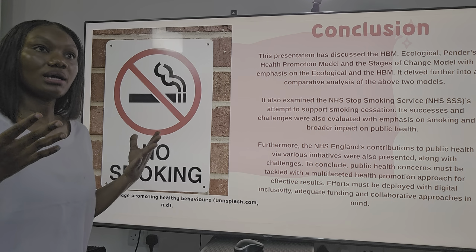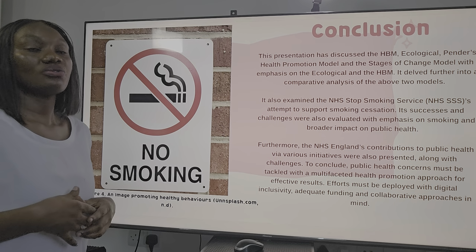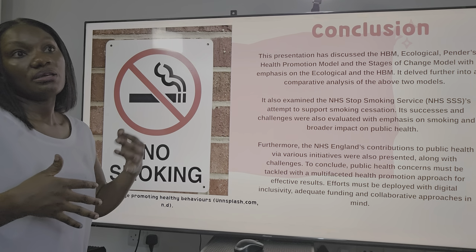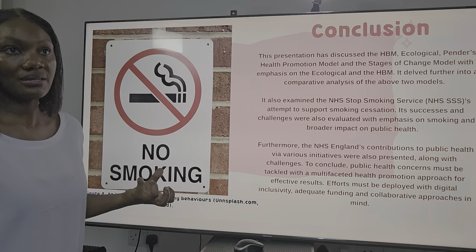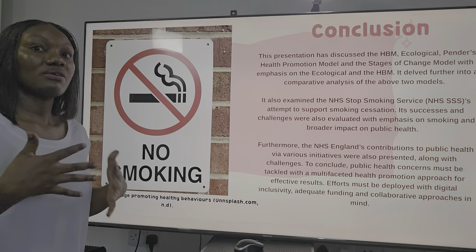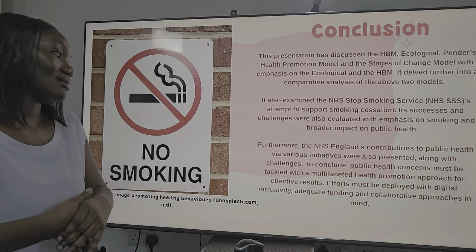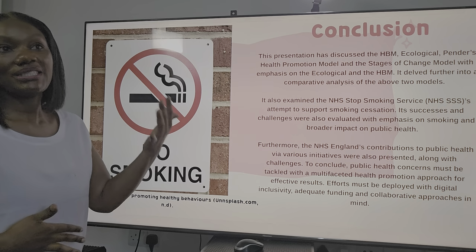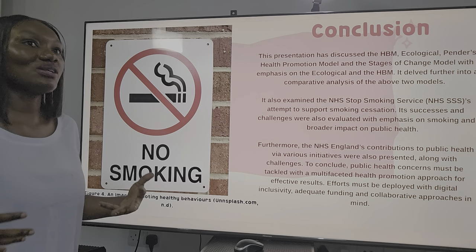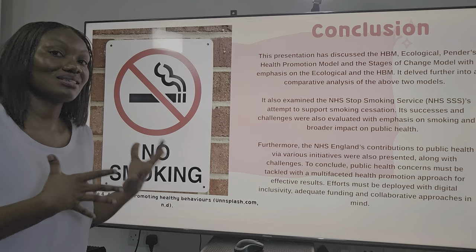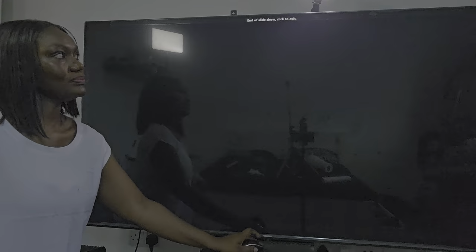So we have to use different tactics, different methods, different initiatives. Both models worked, but if we can implement both models together, because each model has a strength and each model has a weakness, maybe putting all the models together will give us a better result. And to conclude, effort must be deployed with digital inclusivity, because as the world keeps going, things keep changing and technologies keep advancing, so we need to move with the technology. We have to consider this, because people living in rural areas might not have access to all of this. And adequate funding and a collaborative approach must be kept in mind. Thank you.